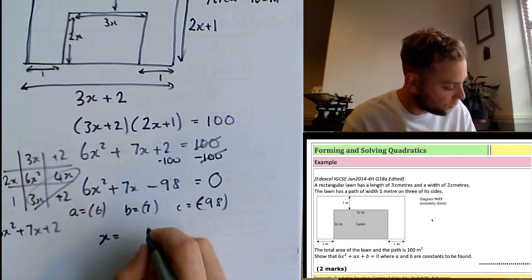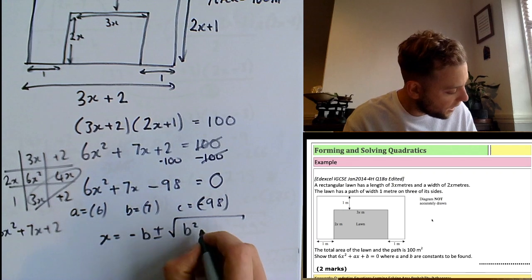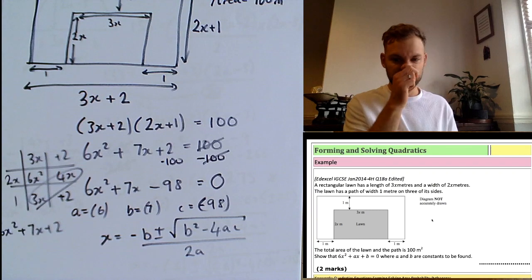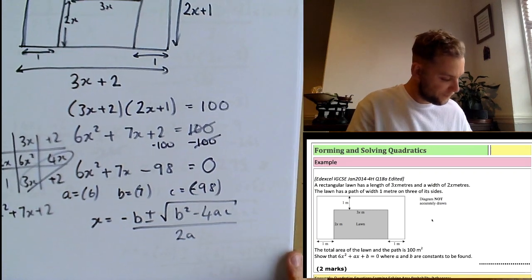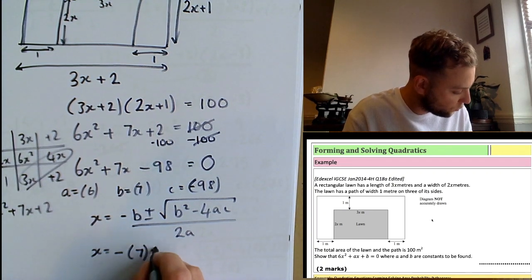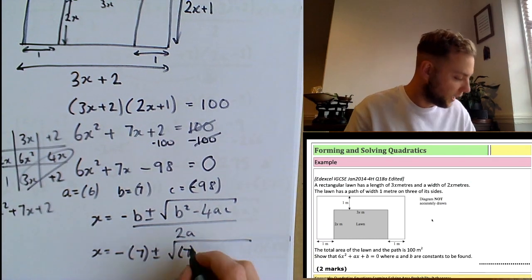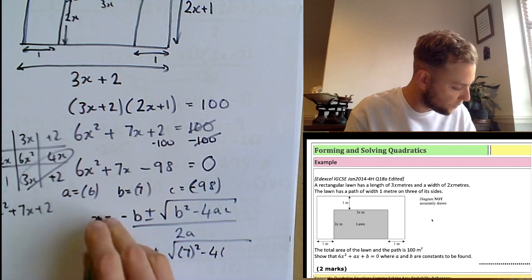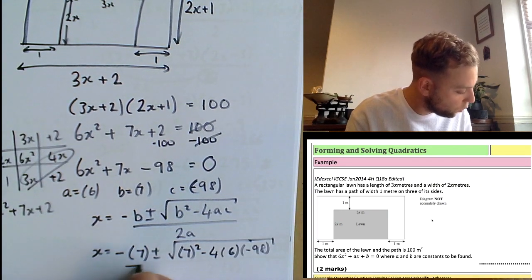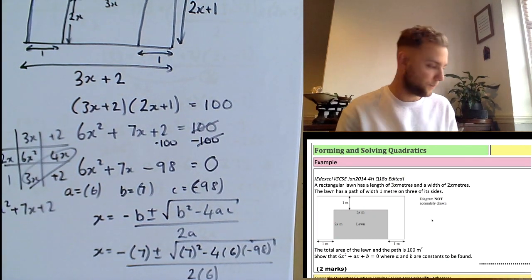So x is equal to minus b plus or minus the square root of b squared minus 4ac all over 2a. Let's substitute that in. So we end up with x is equal to minus bracket 7 plus or minus the square root of bracket 7 bracket squared minus 4 times 6 times minus 98 all over 2 times this 6 here, using the quadratic formula.